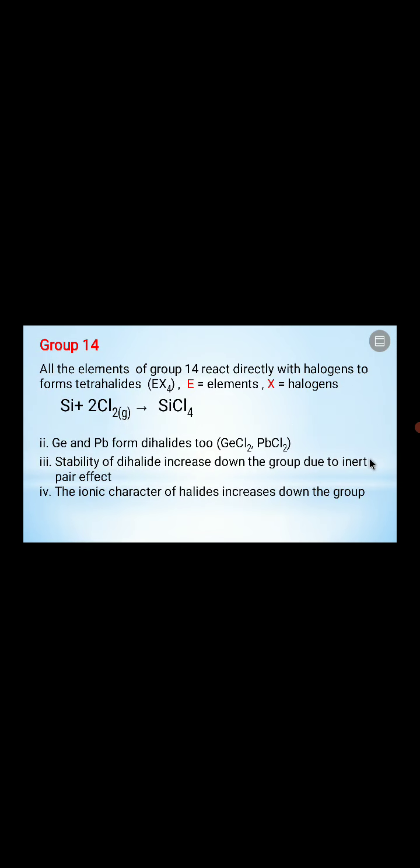The next, group 14. All the elements of group 14 react directly with halogens to form tetrahalides EX4, where E is the element and X is the halogen. Si plus 2Cl2 gives SiCl4. Second, Ge and Pb form dihalides too, GeCl2 and PbCl2. Third, stability of dihalides increases down the group due to the inert pair effect. Fourth, the ionic character of halides increases down the group. And last group, that is group 15.